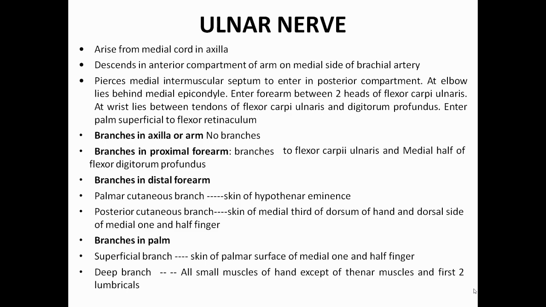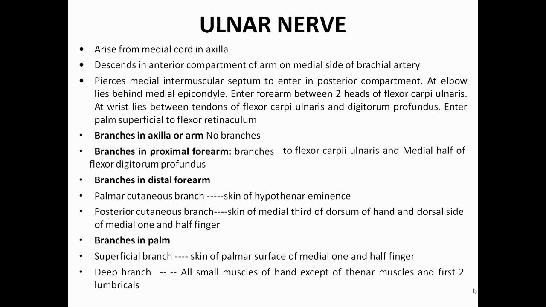In the axilla and arm, there are no branches. Branches in the proximal forearm go to the flexor carpi ulnaris and the medial half of the flexor digitorum profundus. Branches in the distal forearm are the palmar cutaneous branch that goes to the skin of the hypothenar eminence, and the posterior cutaneous branch that goes to the skin of the medial third of the dorsum of the hand and the dorsal side of the medial one and a half fingers.